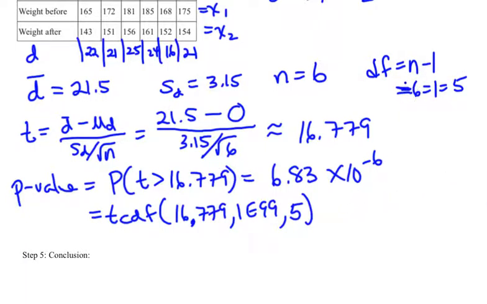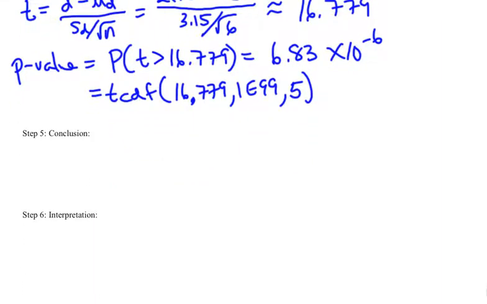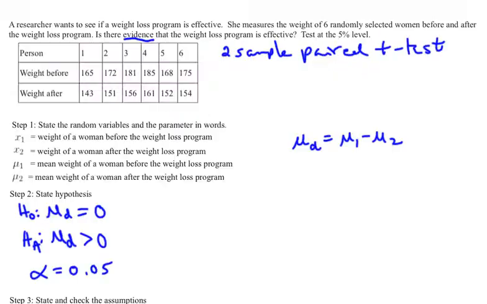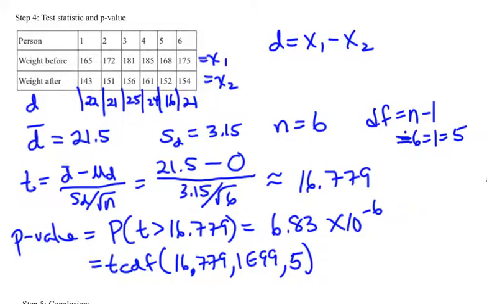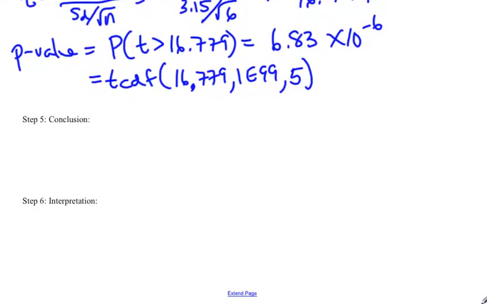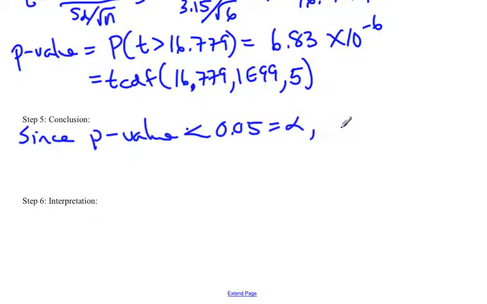All right, so now we're at our conclusion. What we do is we use the p-value to determine if we're unusual, and what determines if something's unusual is your alpha level. So going back, our alpha level was 0.05. If our p-value is smaller than 0.05, then we can reject H0. In this case, our p-value is in fact smaller than 0.05. So since the p-value is less than 0.05, which is the alpha, you're going to reject H0.